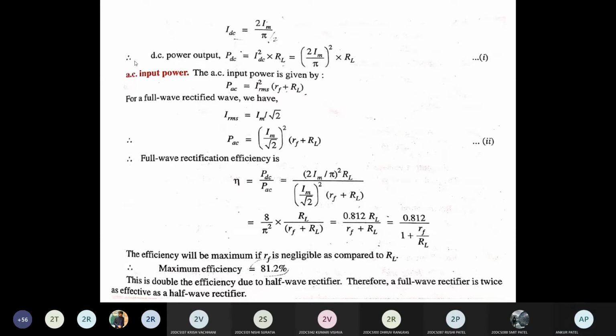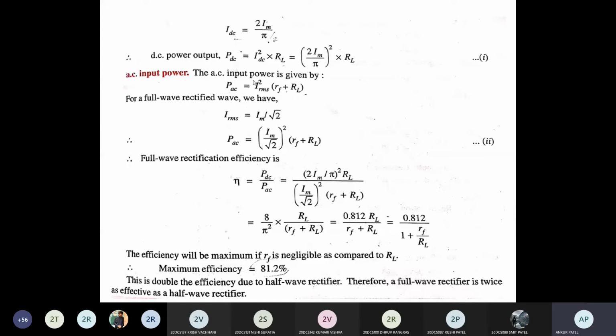So the DC output power, PDC, is equal to I square into RL, so 2 Im by pi whole square into RL. This derivation you already know, so it is written directly. For half wave we get Im by pi. For full wave we have 2 Im by pi due to the repetitive cycle.